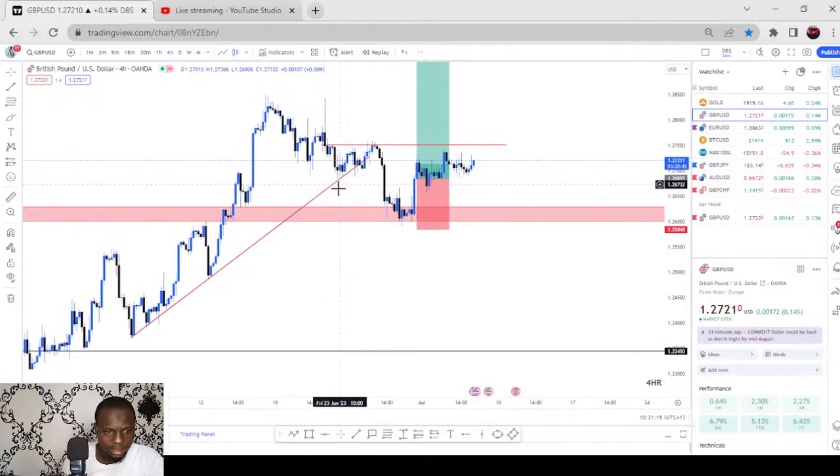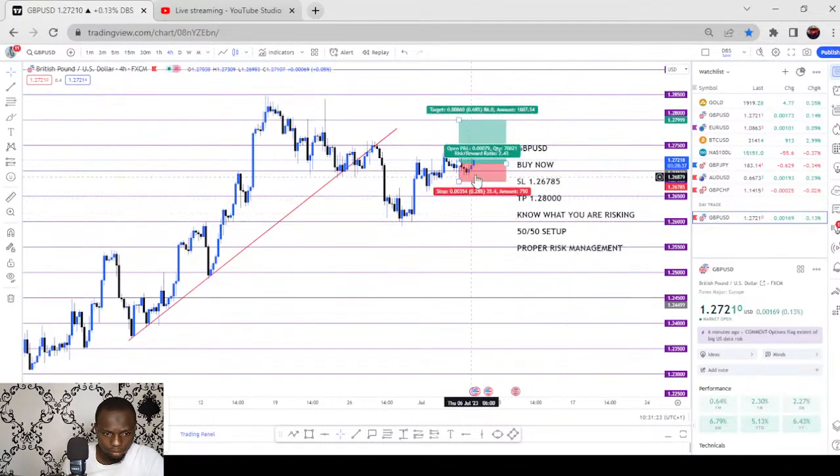Are you guys seeing it? So we called this trade out from here, and then we are still in profit. This is the one I called out yesterday, with all the news. You see what I'm talking about?